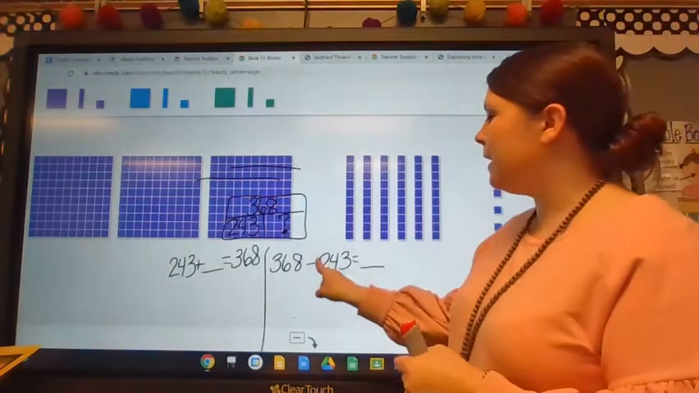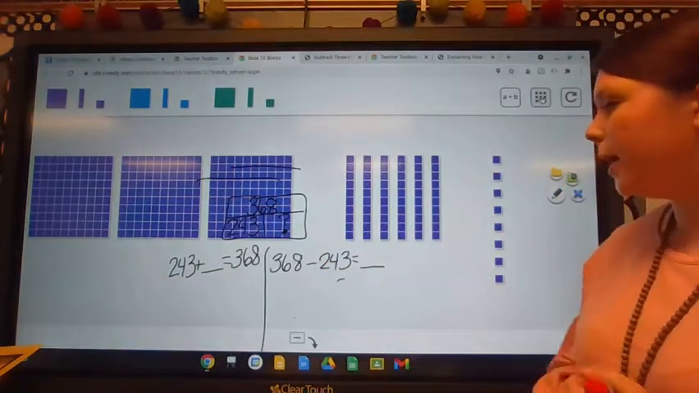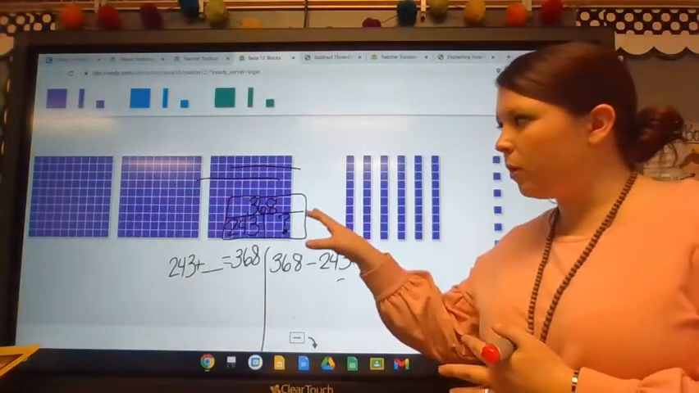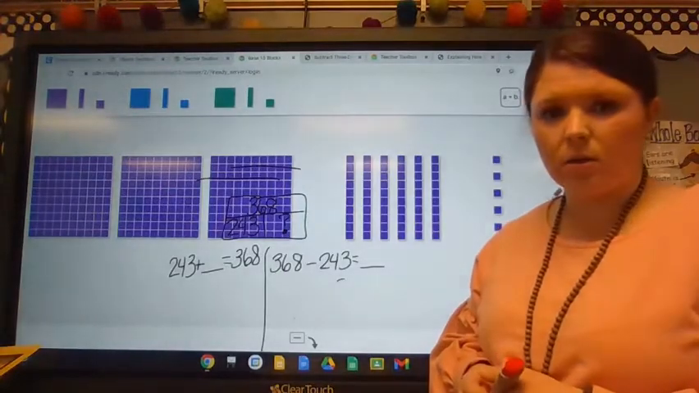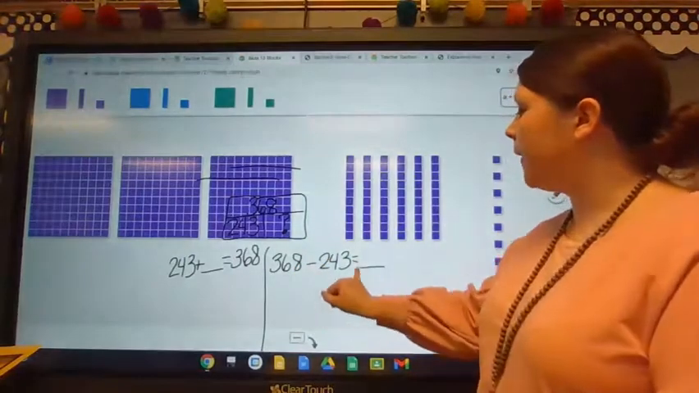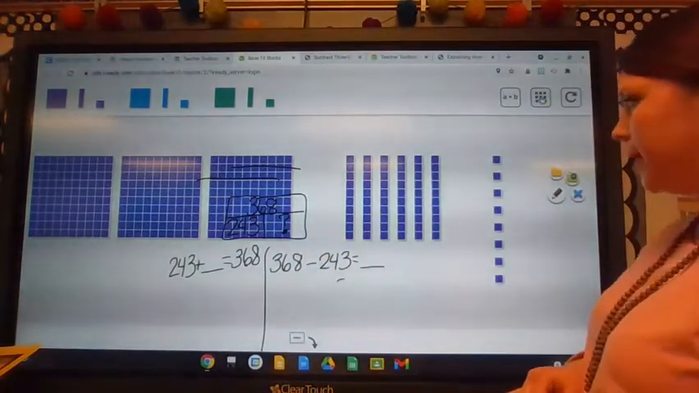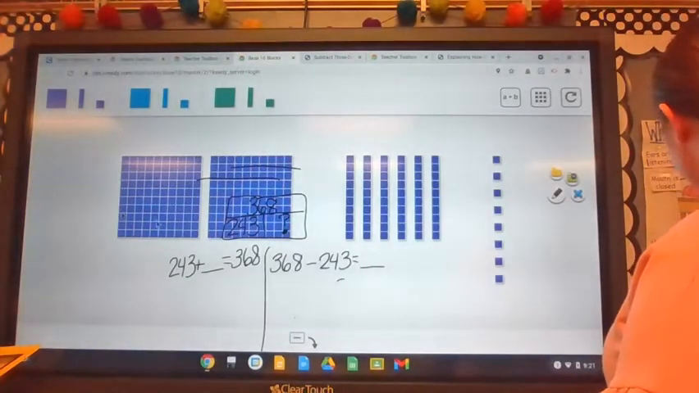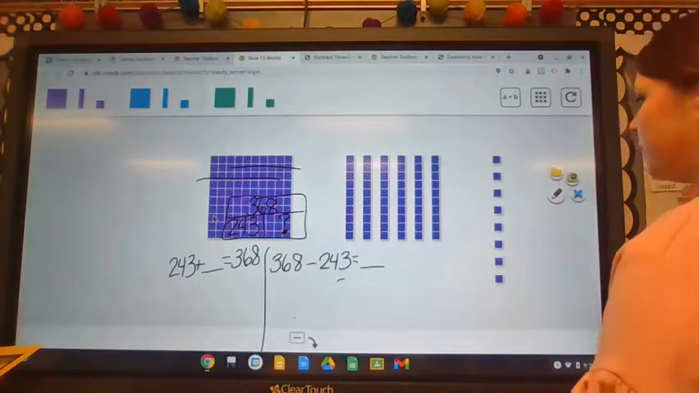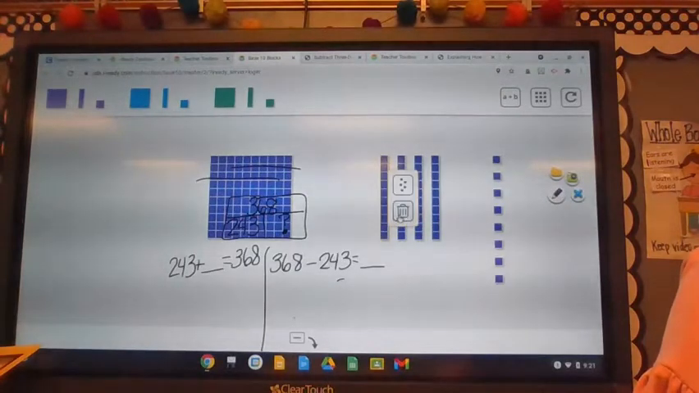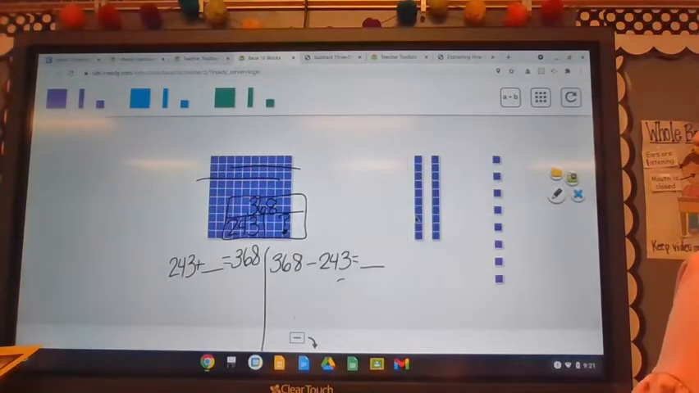Now, I am taking away 243. So do I need to add any more blocks? No, I'm going to have to remove some. So now I'm going to look at 243 to see how many I need to remove. I need to remove 2 hundreds. I need to remove 4 tens. And I need to remove 3 ones.